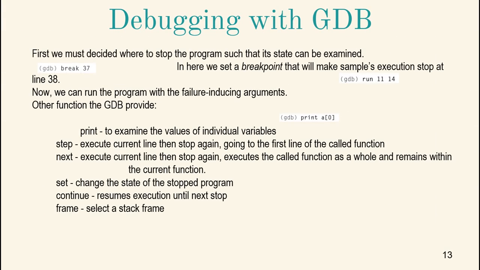We must first decide where to stop the program such that its state can be examined. In here, we set a breakpoint that will make sample's execution stop at line 38. Now we can run the program with the failure-inducing arguments. In here, we have other functions that GDB provides. You have print, step, next, set, continue, and frame.